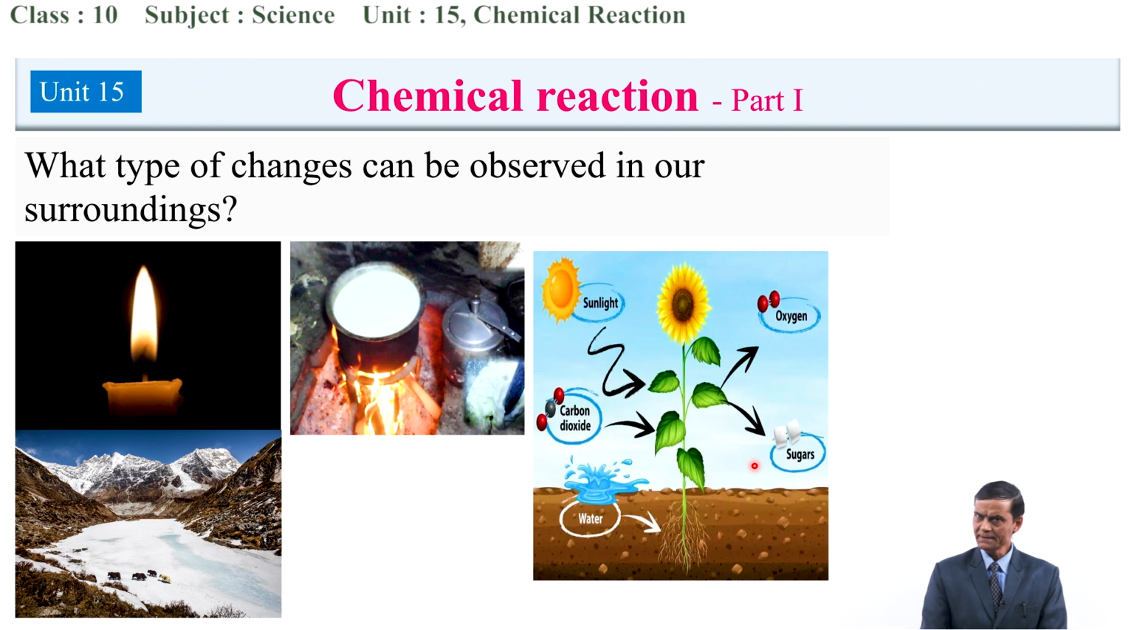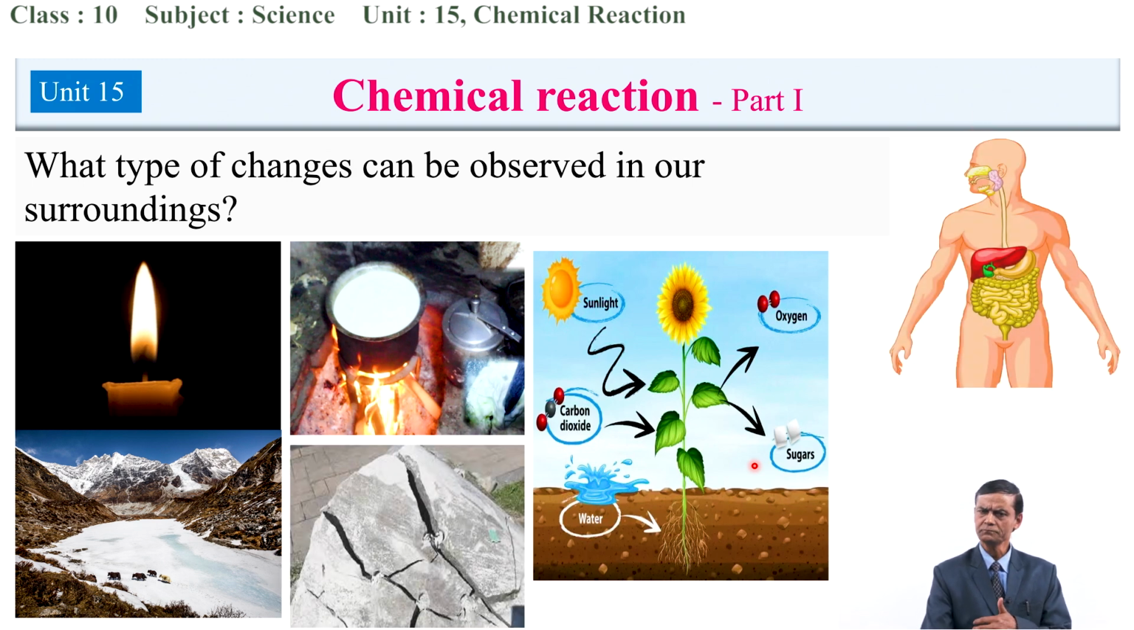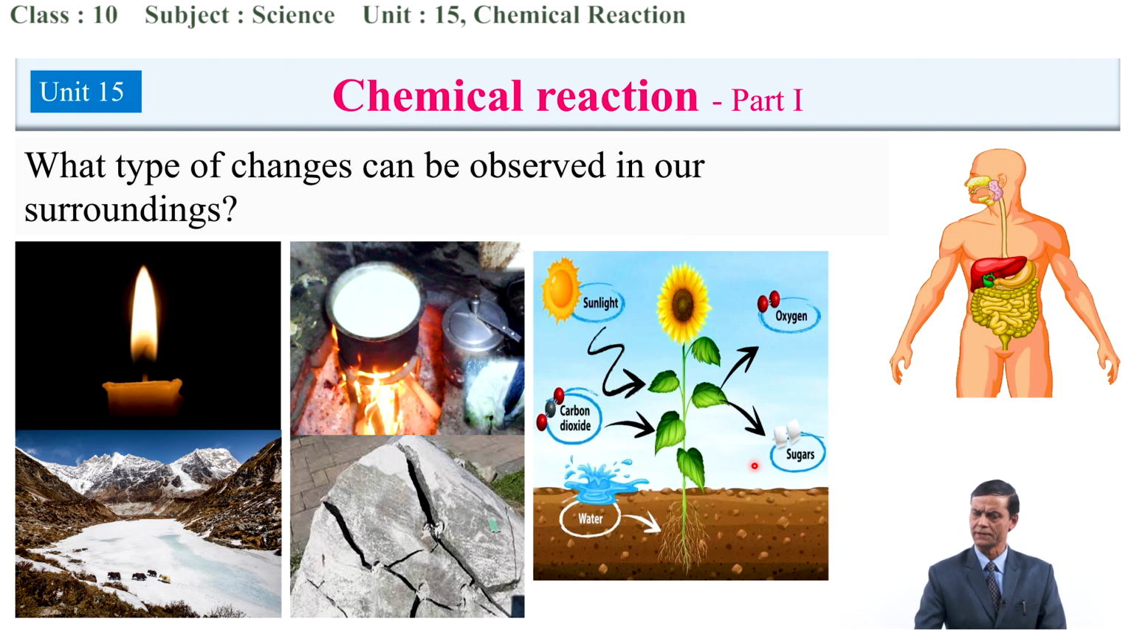So what types of changes are occurring in our surroundings? Other changes are also there. Look at here. Here is a rock. The rock is splitting. Look at it. There is a crack. We see a crack on the rock. What type of change is it?